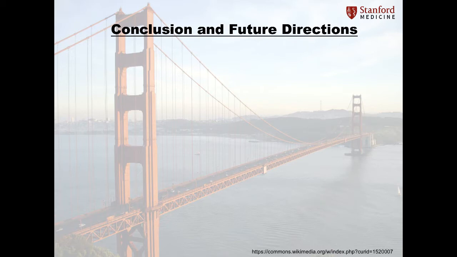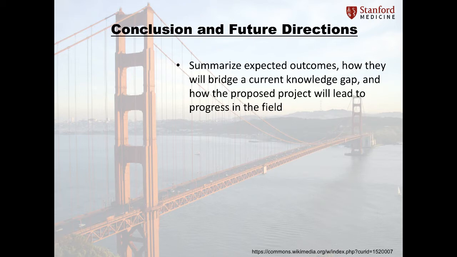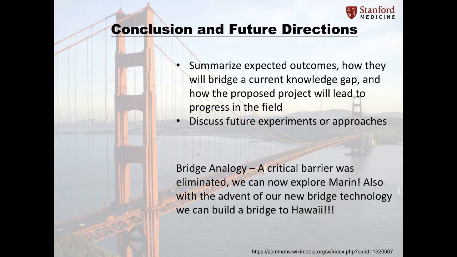Finally, let's look at the conclusion and future directions at the end of your research plan. In this section, you should summarize the expected outcomes and how they will bridge a current knowledge gap and how the proposed project will lead to progress in the field. Furthermore, you can discuss future experiments or approaches that may be possible after the project has been accomplished. In our bridge analogy, a critical barrier has been eliminated, and we've bridged the gap between San Francisco and Marin. We can now explore Marin.